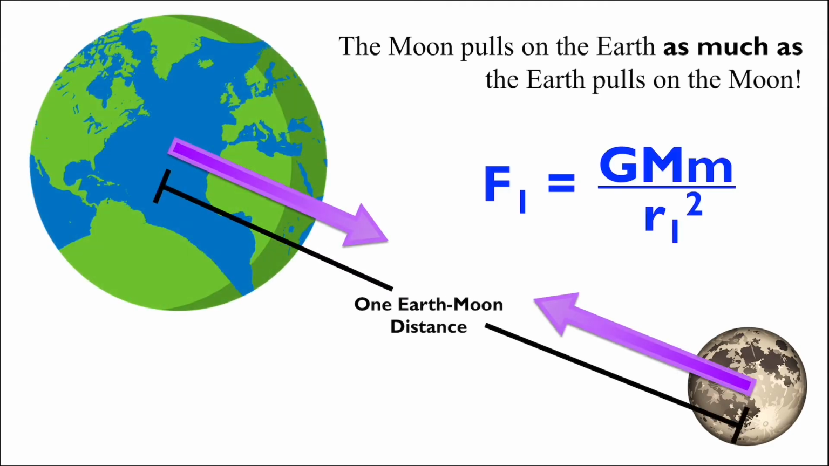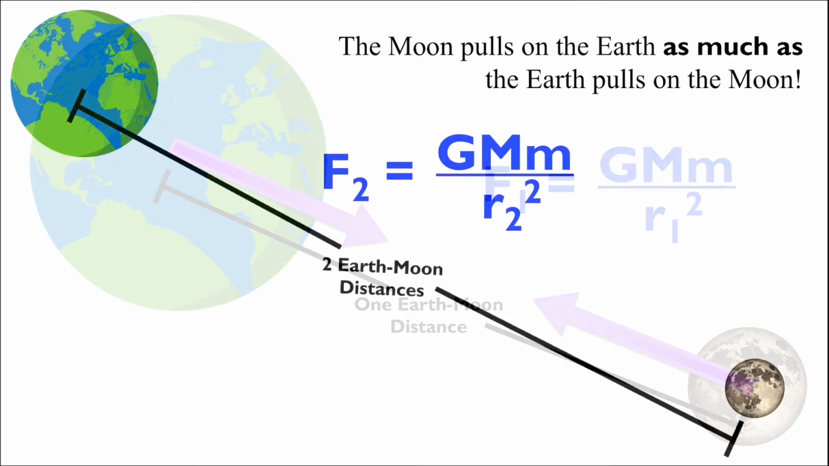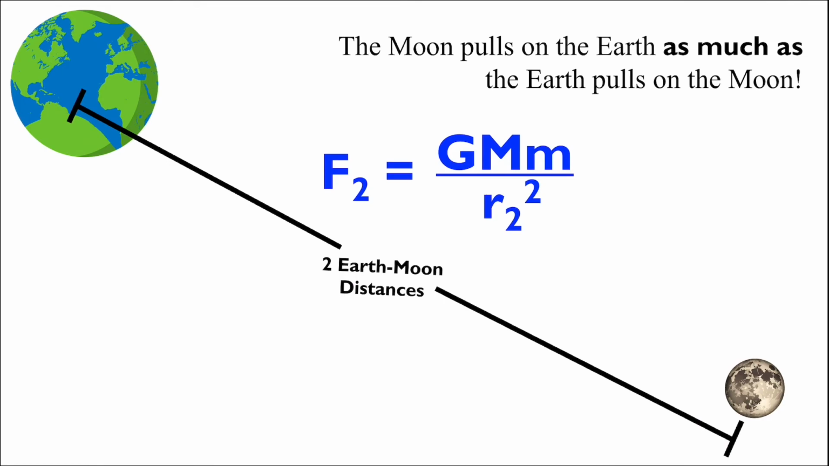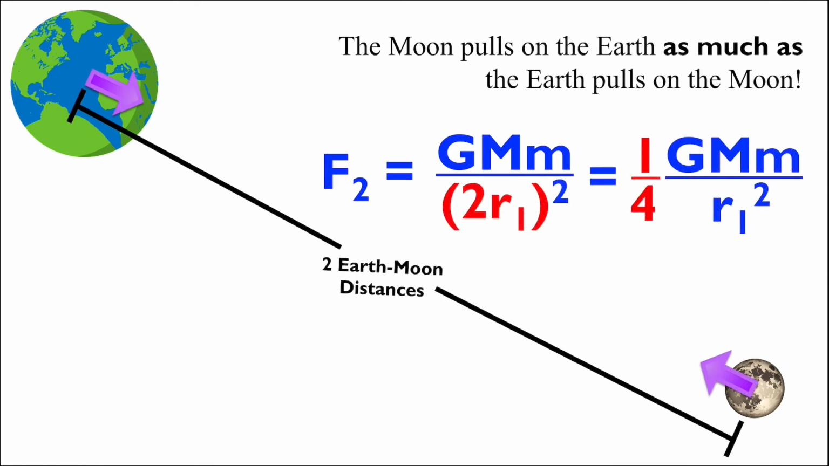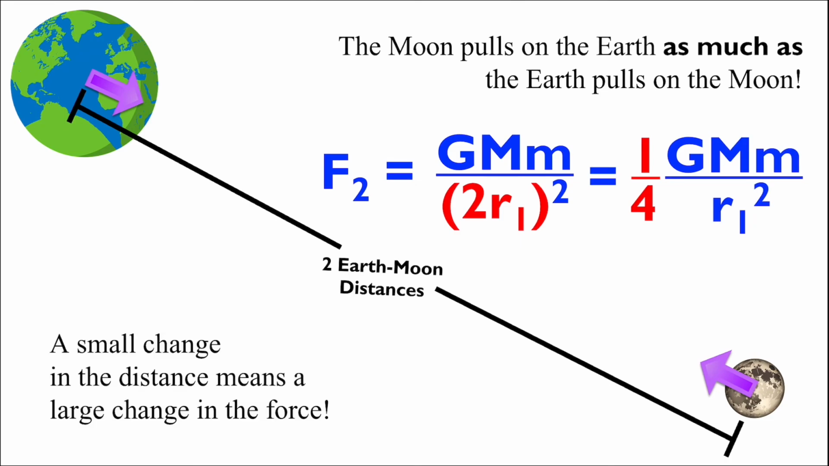In the original configuration, the Earth and the Moon were held one Earth-Moon distance apart, and these two objects experienced the initial force of gravity that we've given a magnitude of F1, since we are at our original distance, R1. If we move the Moon to twice this distance, R2, the gravitational force between the two objects drops by a factor of 4, so it's safe to say that a small change in the distance means a large change in the force. In the next video, we'll go ahead and work through some detailed examples of using Newton's law of universal gravitation.